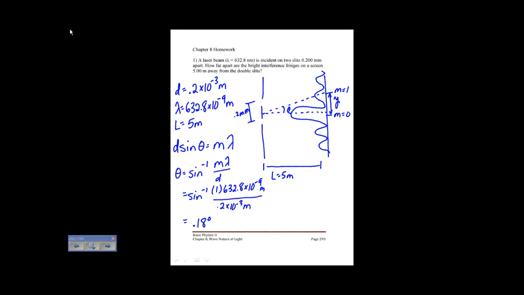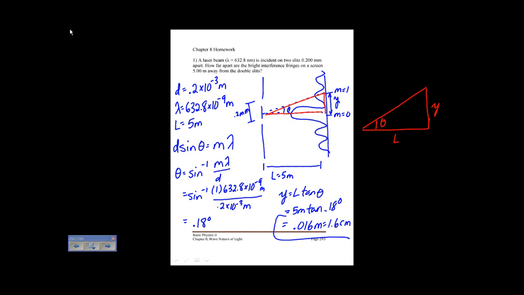Okay, so now that I know that angle, I can say y is equal to L tan of theta. Notice that I have a triangle here. In this triangle, this is theta, this is L, this is y. So tan of theta is y over L, so y is equal to L tan theta. So that's equal to 5 meters times the tan of 0.18 degrees, which is 0.016 meters, which is 1.6 centimeters. So that's the answer.